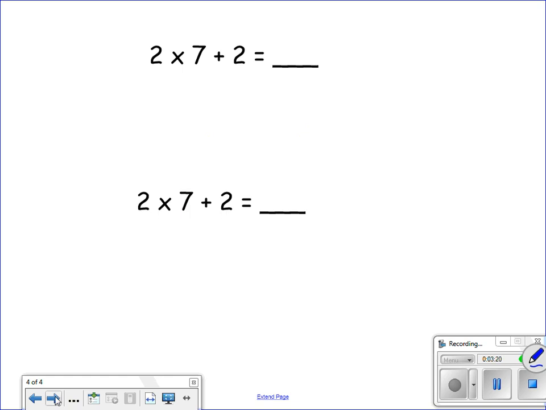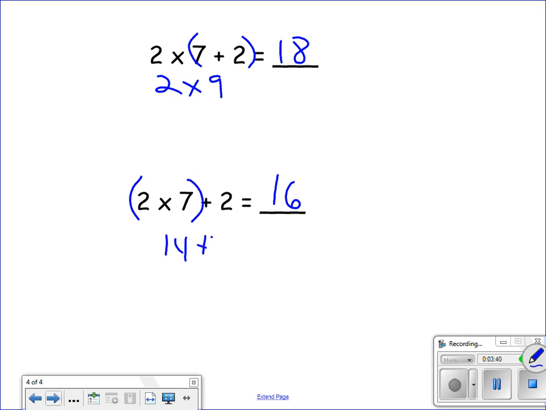In this problem right here, I want 18 and I want 16 for an answer. Take a look. What do I have to put in parentheses? So I do that operation first. I'm going to go 7 plus 2, which will give me 9. 2 times 9 will give me 18. Here I'm going to go 2 times 7, which is going to give me 14, plus 2 will give me 16.